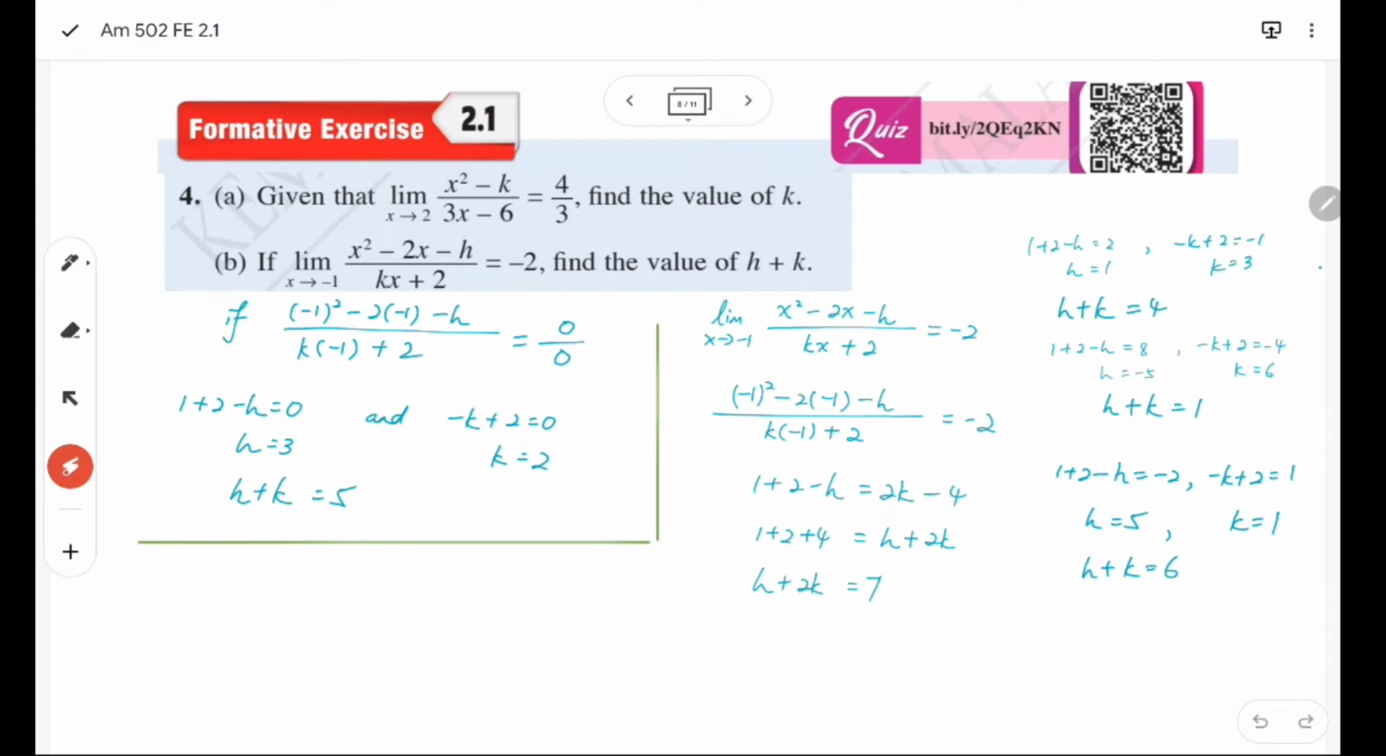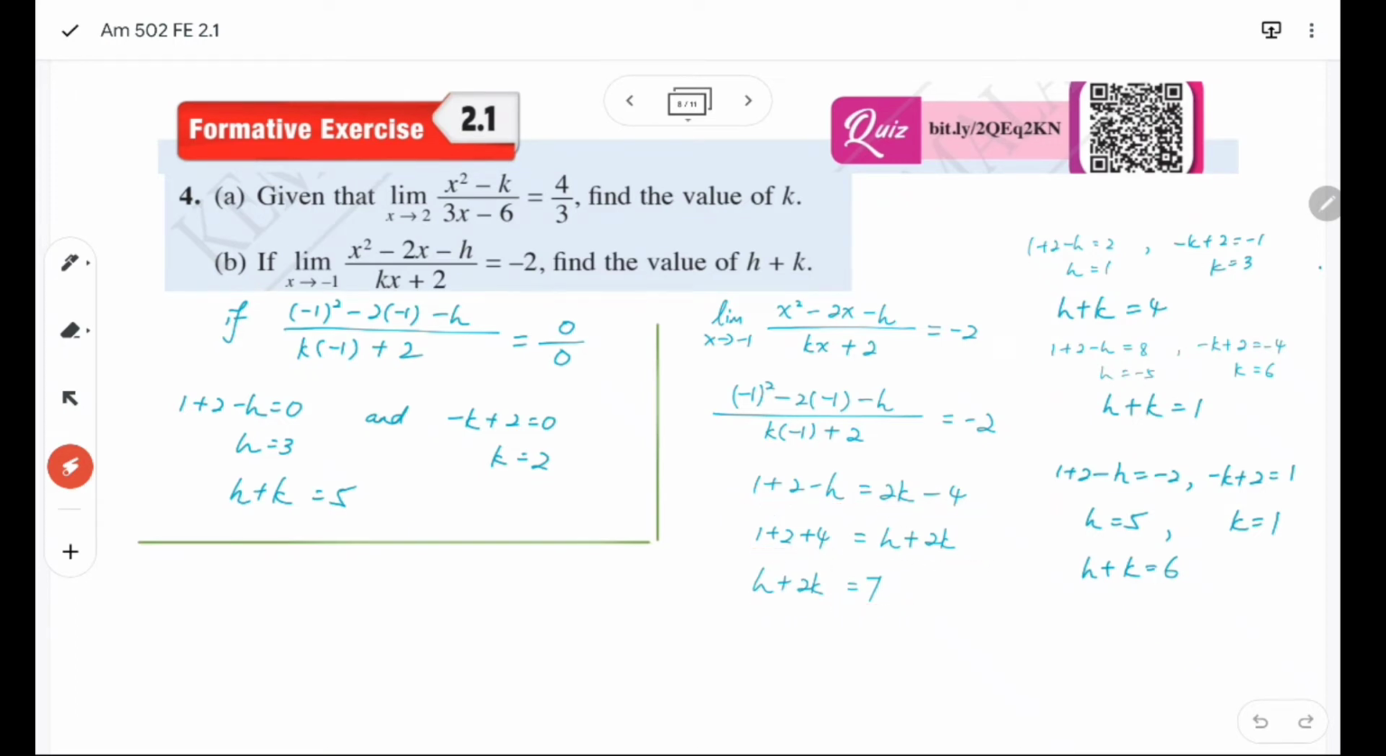But what if it is not in this case? It can be that after simplifying, I will get negative 2. So I prefer to do it this way. If we can substitute in the negative 1 directly, we get negative 1 squared minus 2 times negative 1 minus h, divided by k times negative 1 plus 2. I will get back negative 2. I did not cancel anything because it's not 0 over 0.